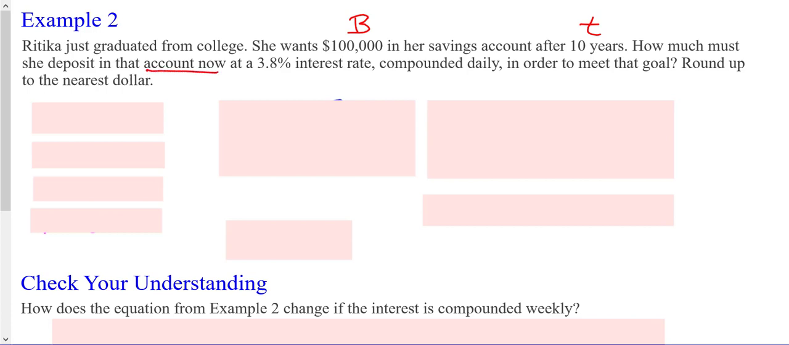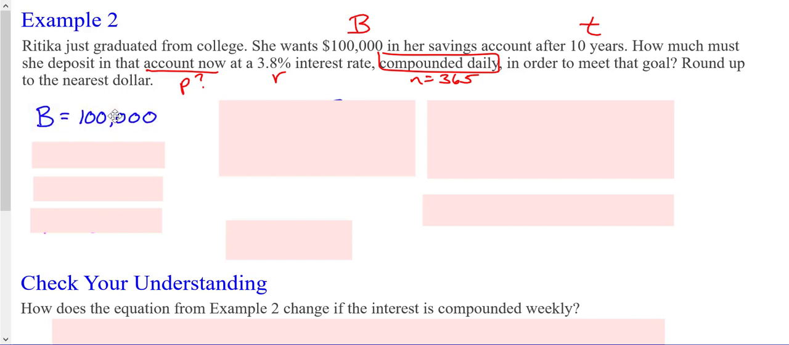So the way they're stating that deposit now, that means they're looking at a one-time deposit. So they want to know what the principal needs to be at a 3.8% interest rate, compounded daily. So that would be 365 in order to meet that goal. Round up to the nearest dollar.